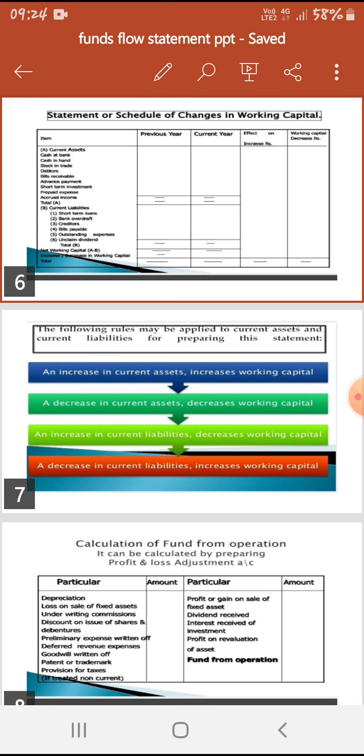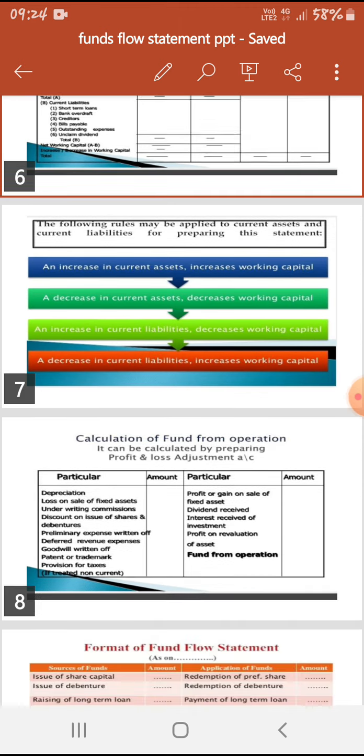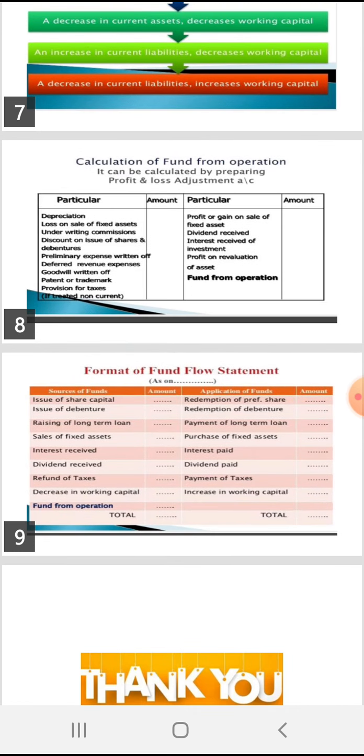If the current assets or current liabilities increase or decrease, accordingly the working capital will increase or decrease. Suppose the answer is more on the increase side, then the balancing figure will be included in decrease and the answer will be increase in working capital. If the decrease side is more, then the balancing figure will be included in increase and it will be written as decrease in working capital.